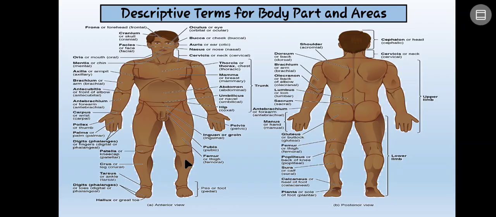The appendicular region. So we have two regions of the body: the axial region and then the appendicular region. So the head is part of the axial region, the neck is part of the axial region, then the trunk is also part of the axial region. Then the appendicular region, we have this side of the body, that side of the body, this part to the foot, and then this part to the foot.